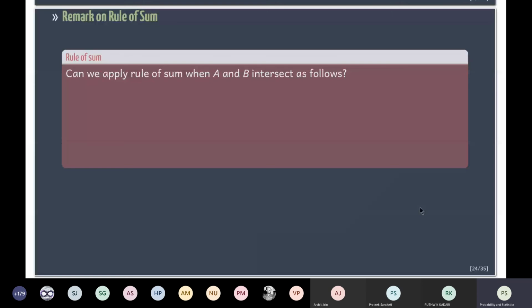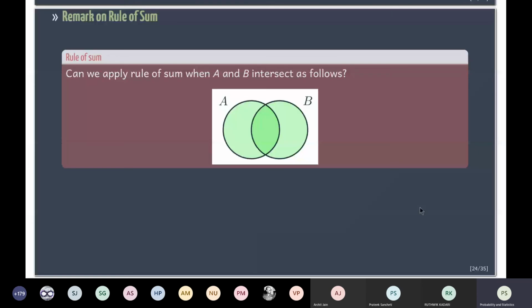Can we apply the rule of sum when A and B intersect as follows? Remember in the beginning we said that there is a problem with the sum rule if there is an intersection, or there are common elements between the two types. This is the first type, this is the second type. If they do intersect, then they have a common element, and that's when the sum rule will not apply. That's in the language of set theory.